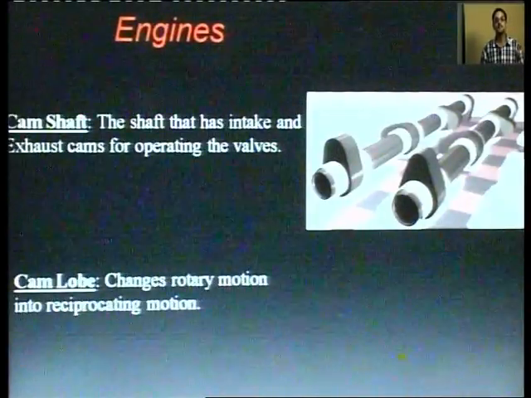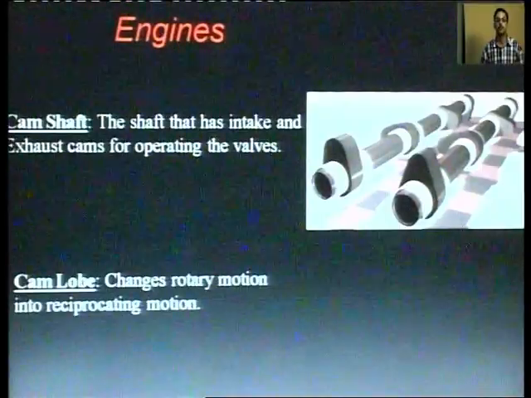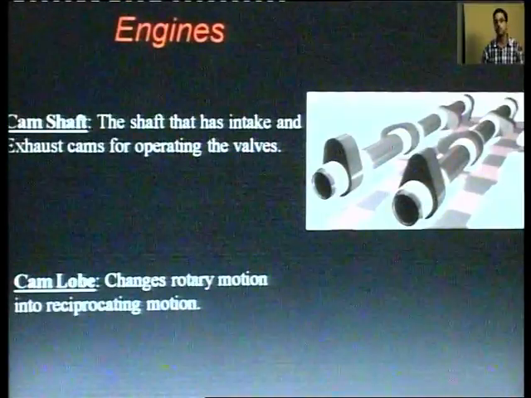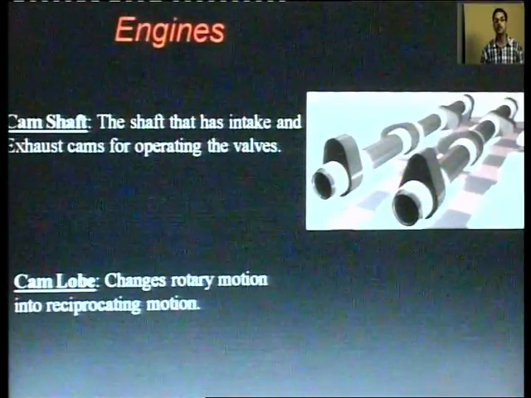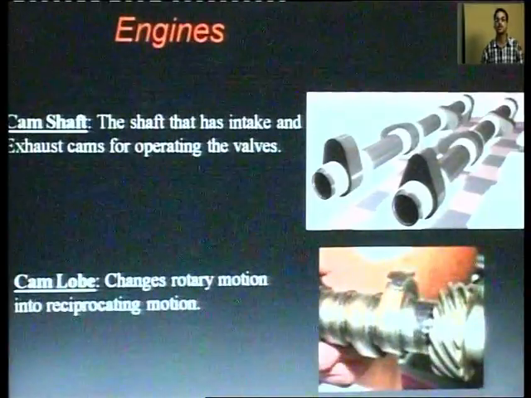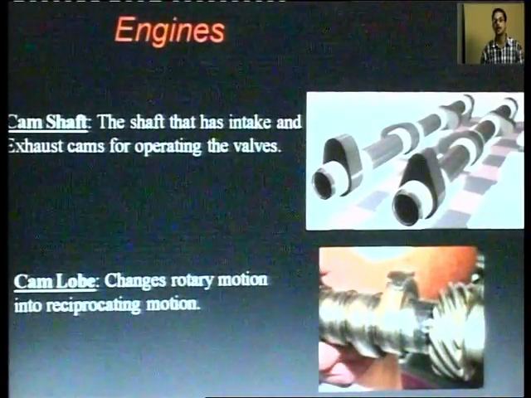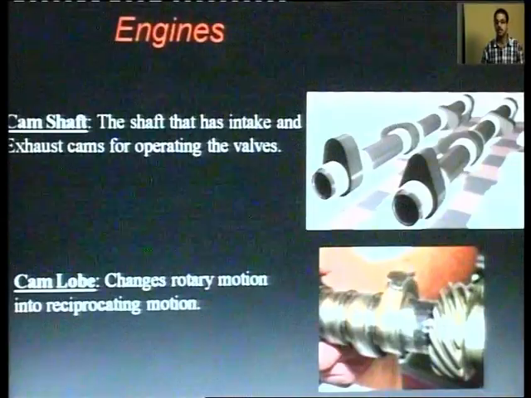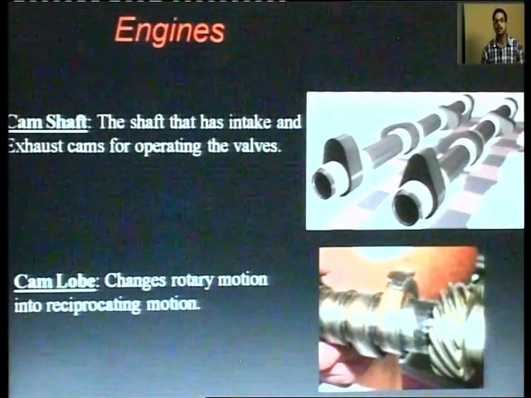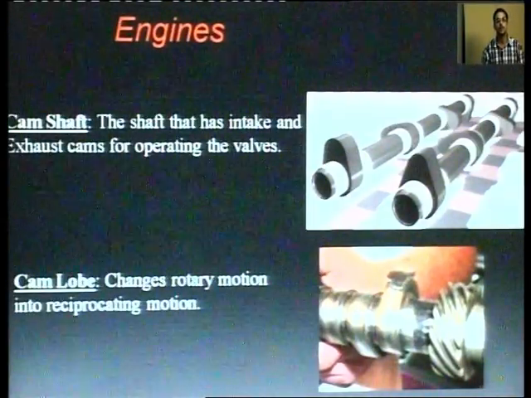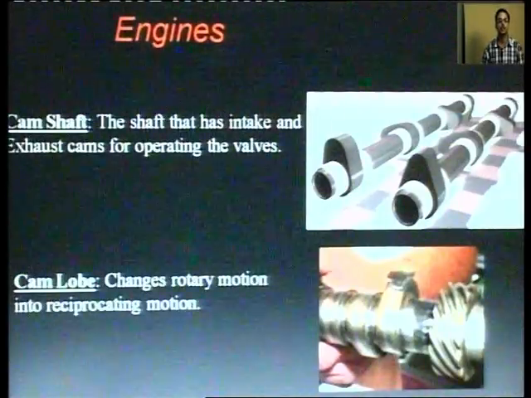The cam lobe changes the rotary motion into reciprocating motion. As we have seen before, the cam lobe changes the rotary motion into reciprocating motion. See, this is shown. The cam lobe is changing the rotary motion into reciprocating motion.